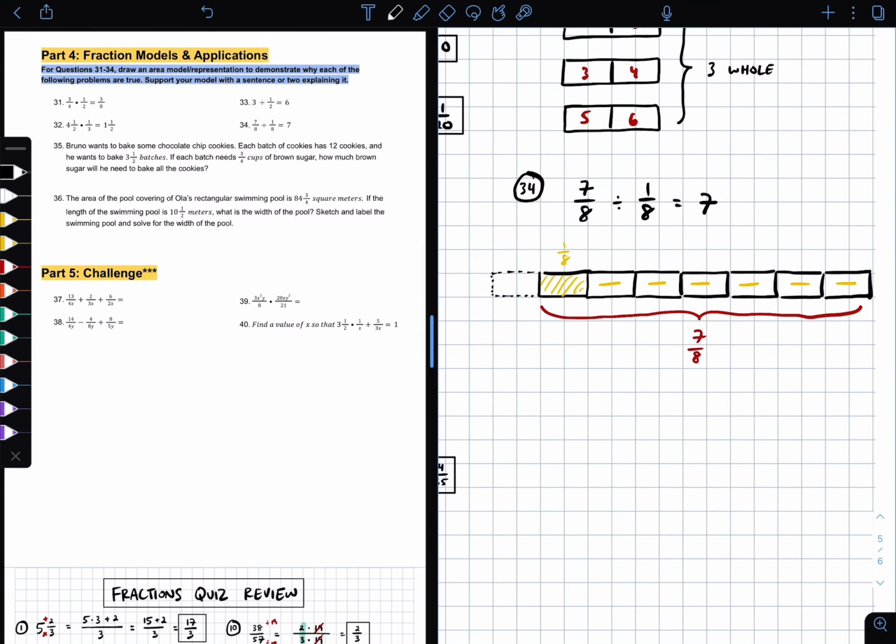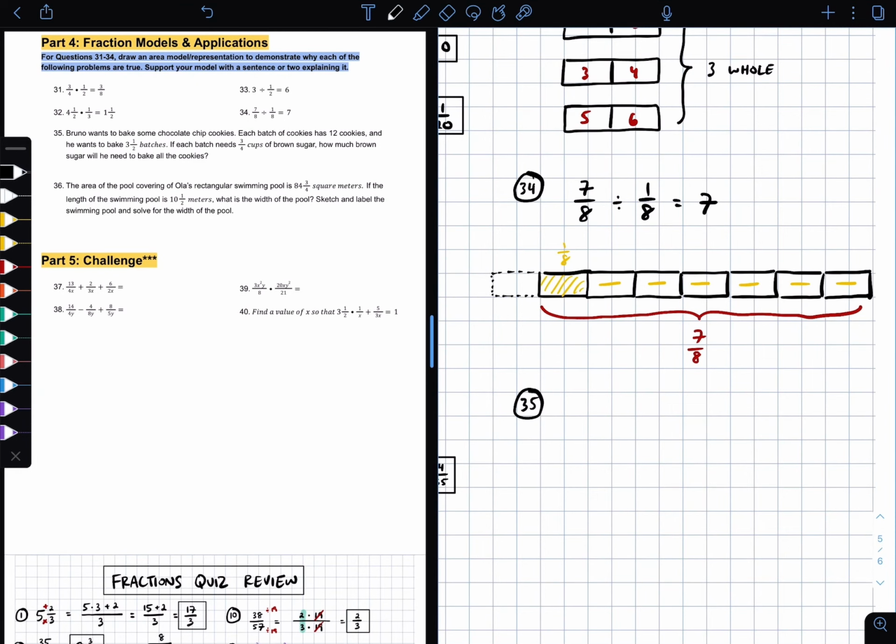Okay, for number 35 we have a word problem here, or application problem. So for 35, Bruno wants to bake some chocolate chip cookies. Each batch of cookies has 12 cookies and he wants to make 3.5 batches. Okay, so he's going to make 12 cookies in a batch.